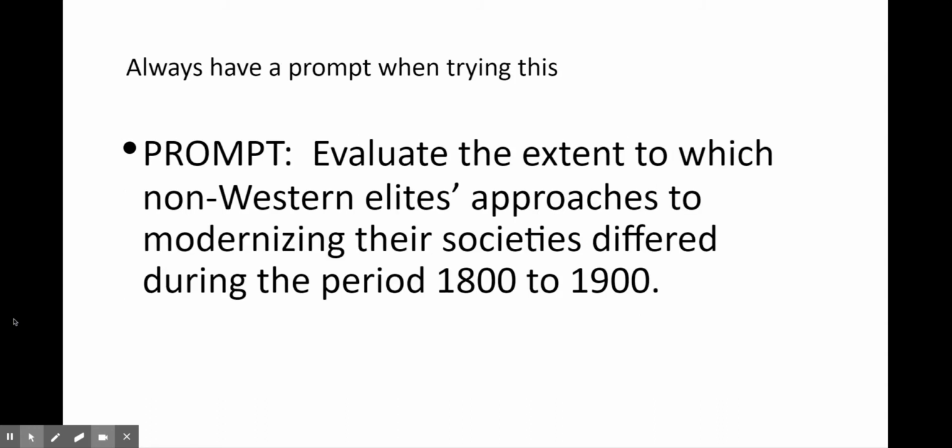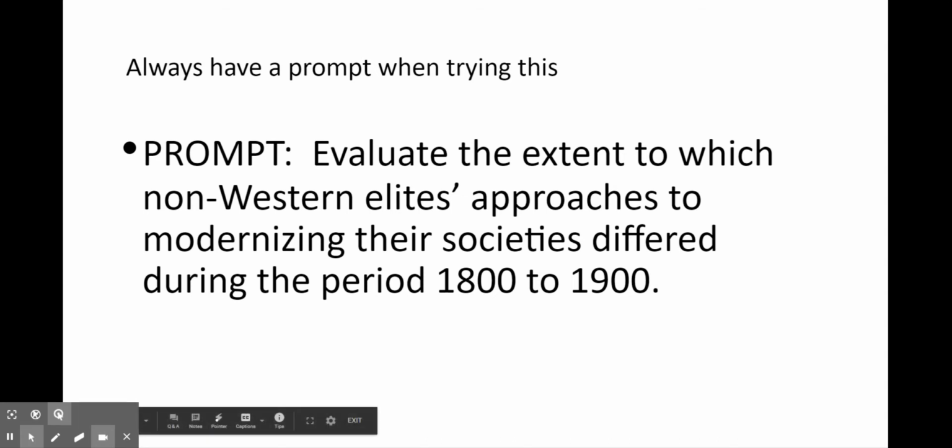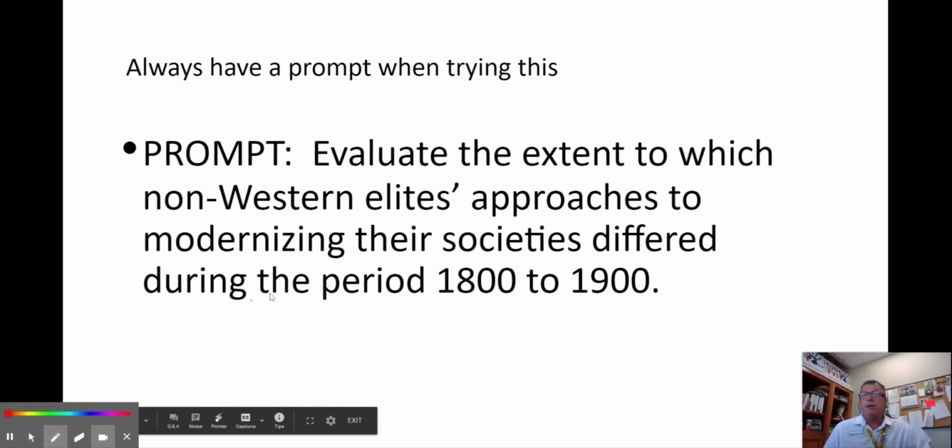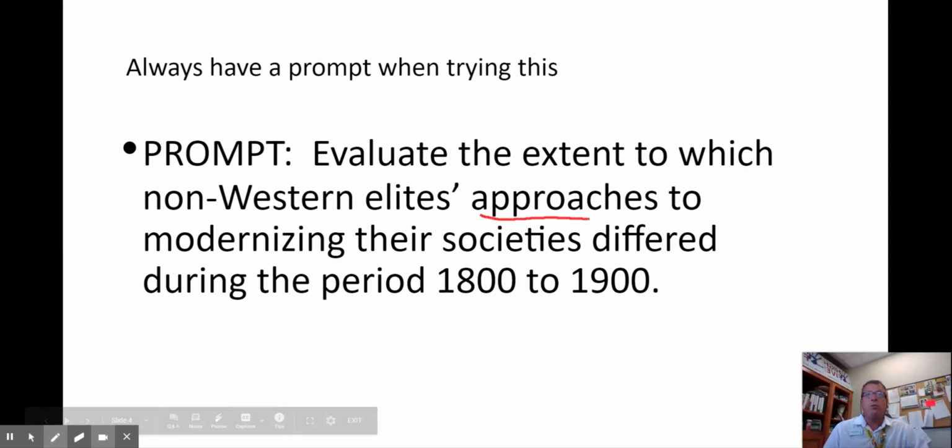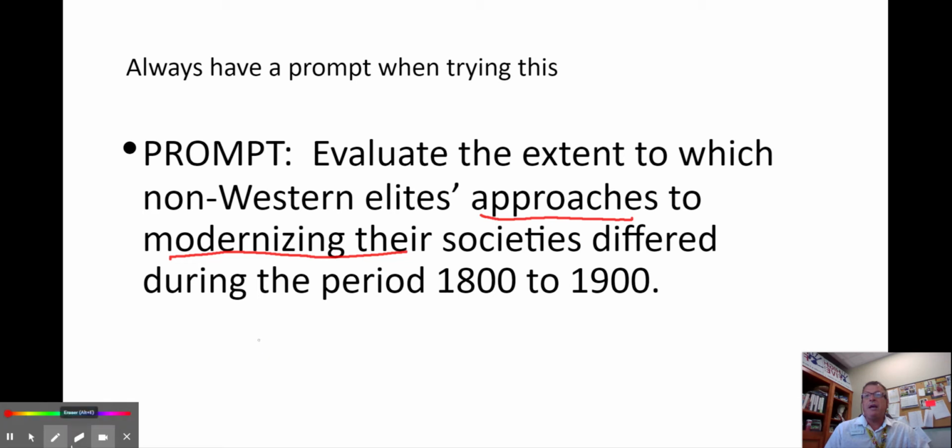So let's go ahead and get started. You always need a prompt anytime you're looking at a document. And here we're supposed to evaluate the extent to which non-Western elites' approaches to modernization. So let's look at this. We're going to look at their approach to modernizing. That's what we really want to get involved in, their approach to modernization. So let's get into that and see why they might have that approach.